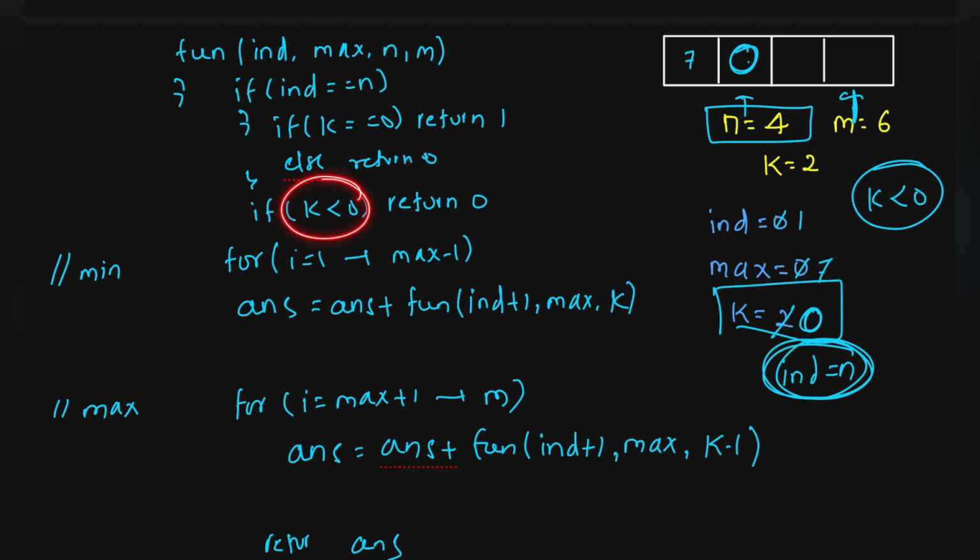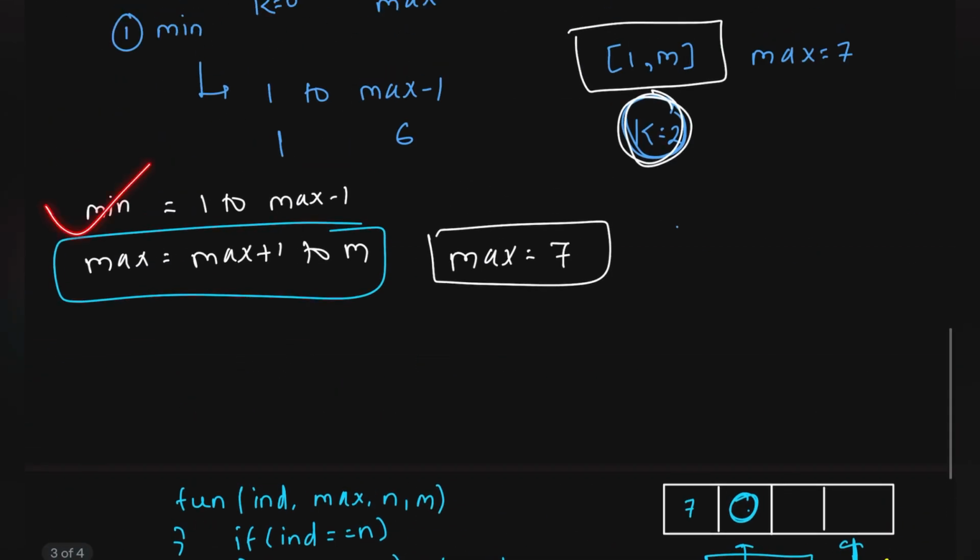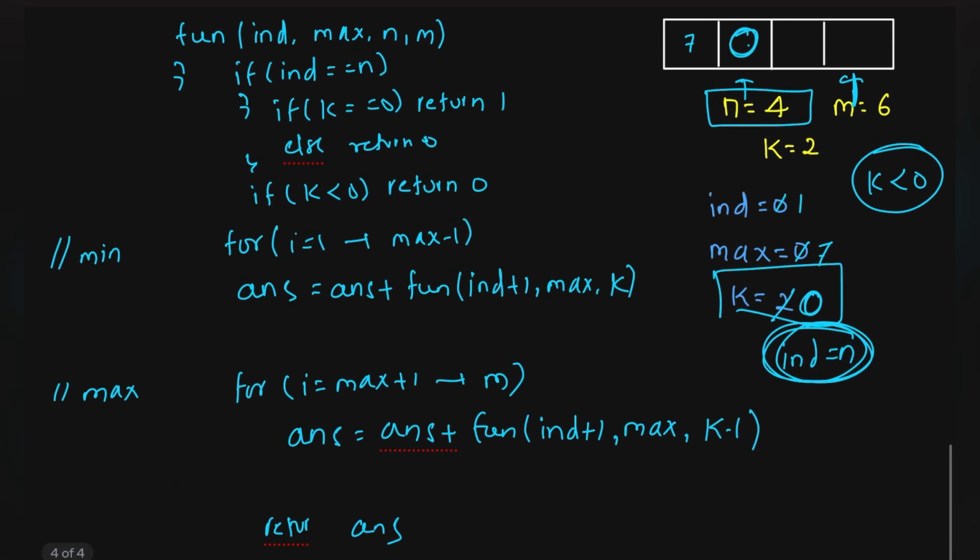And if my value of k is less than 0, which means you are exceeding the k, we are putting more maximum elements than k. So again, it is not a valid array, so I will return 0. And this is how we handle the minimum element, and this is for the maximum element. As I mentioned over here, for the minimum element, the range will be between 1 to max minus 1, and for the maximum element, the range would be max plus 1 to m. So I hope you understood this pseudocode.